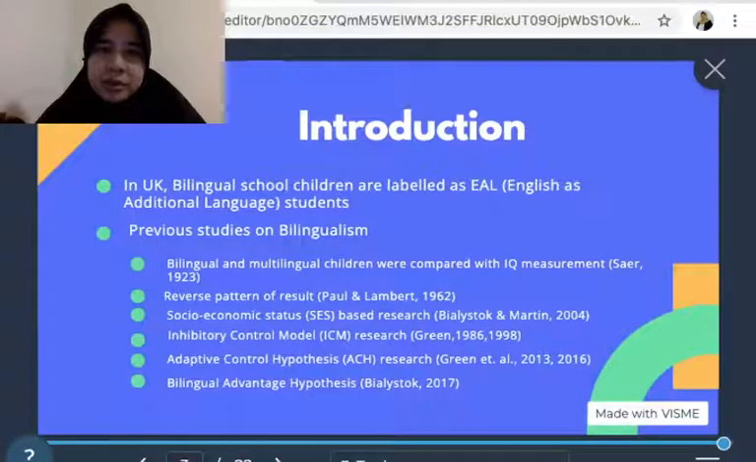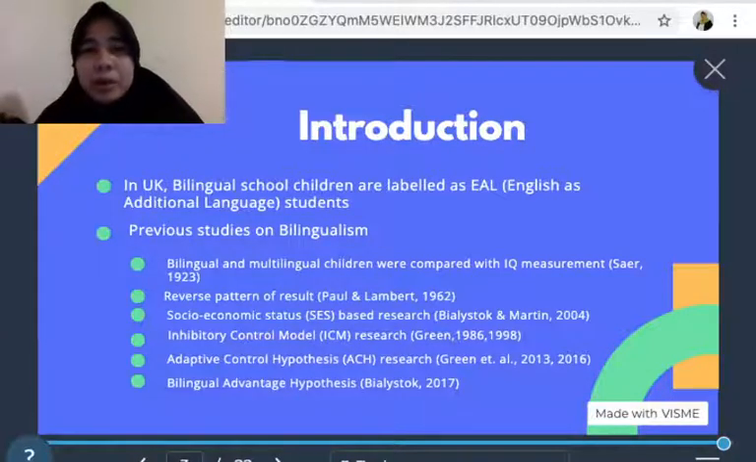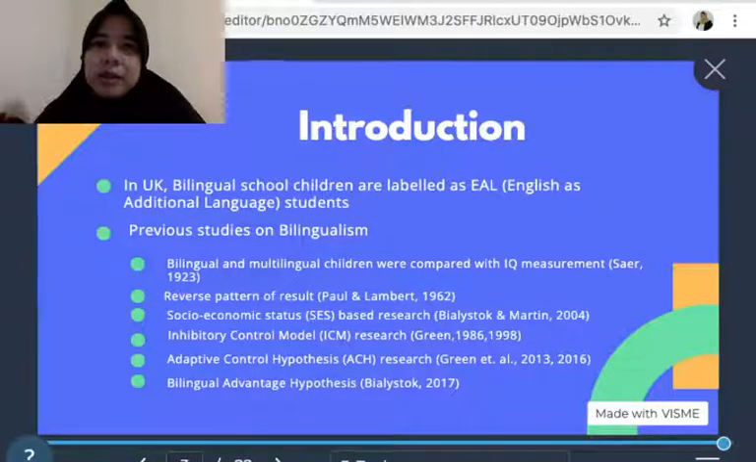In this introduction, the authors give us factual information related to bilingual children in the UK. In the UK, bilingual school children are labeled as EAL, or English as an Additional Language students. It means that bilingual children in the UK are still considered lower rank than monolingual English speakers. So this becomes the background for why the authors started reviewing several techniques and instruments in bilingual research. And next are the previous studies on bilingualism.